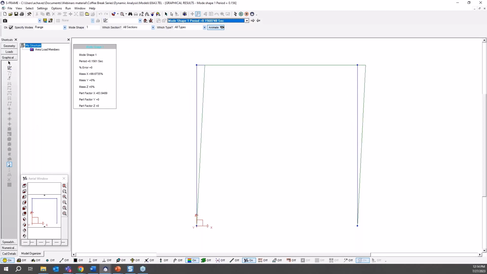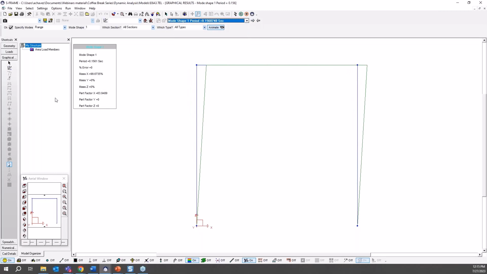We are better visualizing the dynamic behavior of this structure with this animation, and I can switch between the mode shapes and run the animations to see the different eigenvalues that I have just defined in my previous step. So let me just go back to the first one.